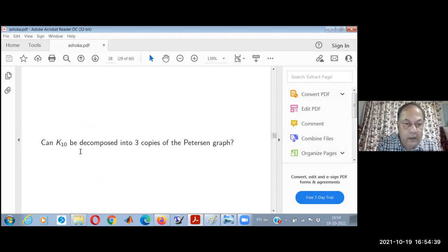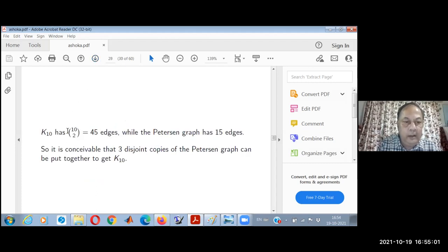The second one is kind of a puzzle. You take the complete graph on 10 vertices, and you remember the Petersen graph. So can I embed inside this complete graph on 10 vertices 3 copies of the Petersen graph? Now, if you just count the number of edges and number of vertices, you cannot get any contradiction, because the complete graph on 10 vertices has 10 choose 2, which is 45 edges. The Petersen graph has 15 edges. So it is conceivable that 3 Petersen graphs will fit exactly in the complete graph.